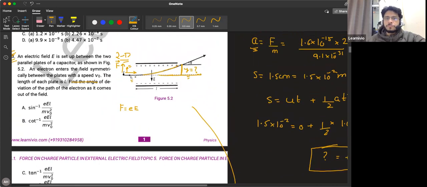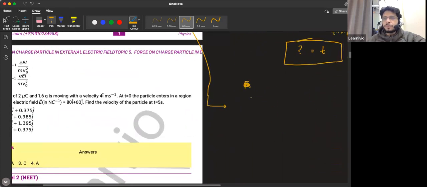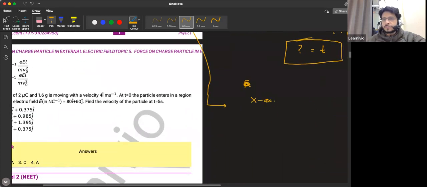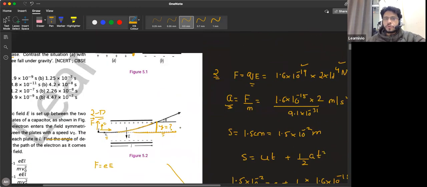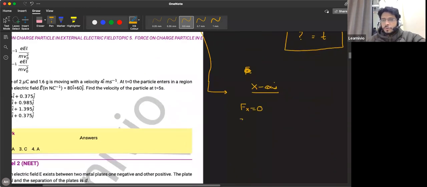It is clear from the figure that the motion is two-dimensional. So first we will try to solve it along the x-axis. Along the x-axis, what is the force on the electron? There is no force, because force is applied by the electric field, and the electric field is acting along the y-axis. There is nothing along the x-axis. So no force along the x-axis means acceleration along the x-axis is zero.